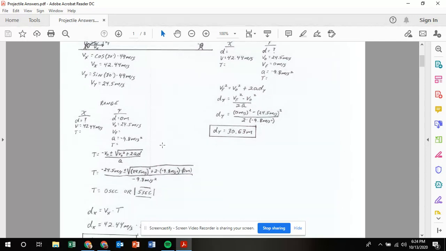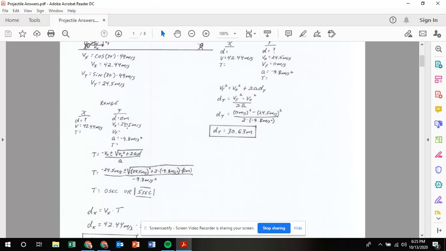Our range position, or how far away the target is, instead of vf being 0, d is going to be 0. And we're going to be looking for displacement in the x direction because that's how far away the arrow is from the target at the start. Now here we do not have enough information to solve for that x distance in one step. We are going to have to use our y direction stuff in order to solve for time, and then use that time to solve for displacement in the x.